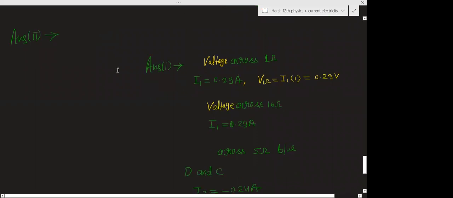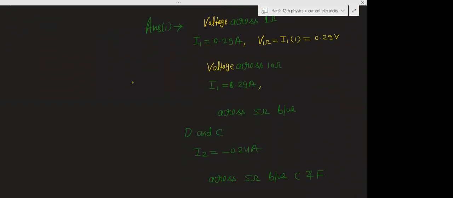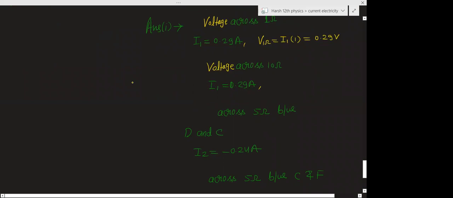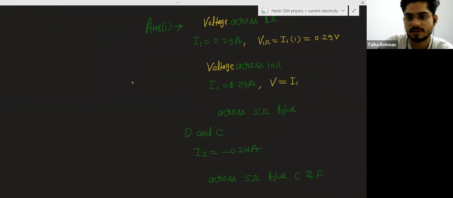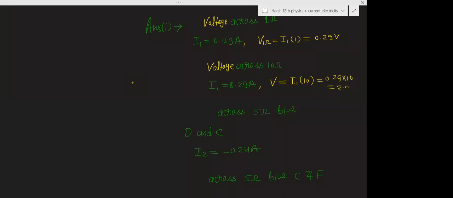Now voltage across 10 ohm. So what will you do? I1 into 10. So 0.29 into 10 will become 2.9 volt.